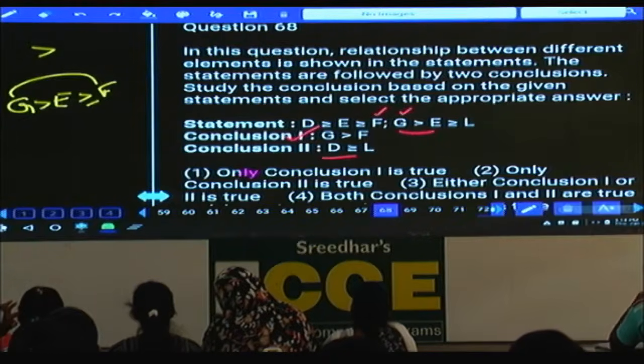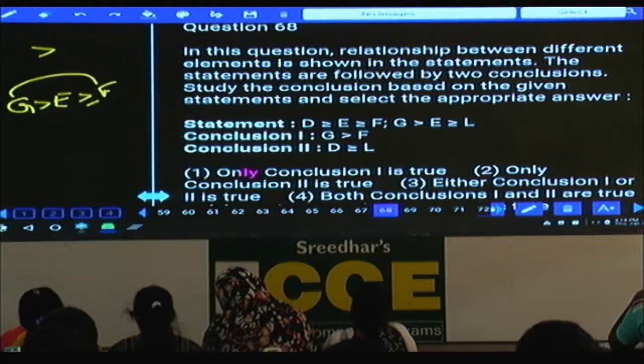Then coming to the next one, D greater than or equals to L. Now in this D greater than or equals to L, the relation between D and L. Again, which letter is common here?